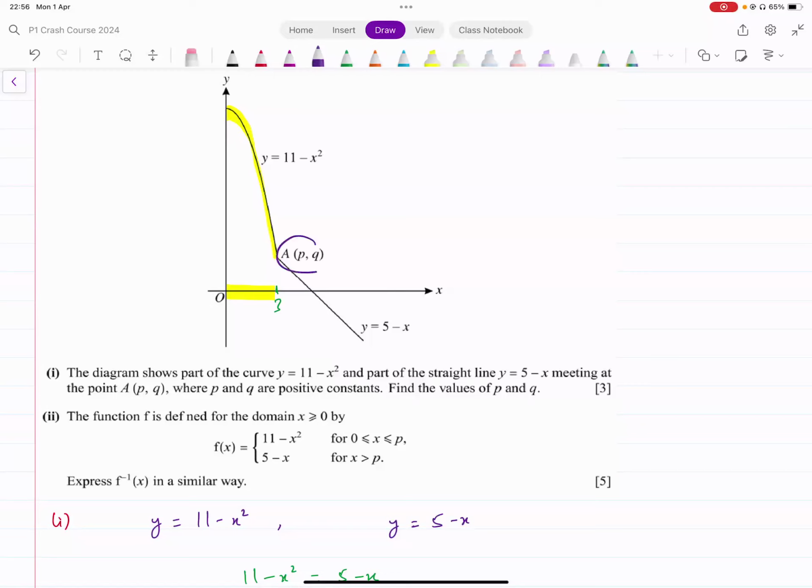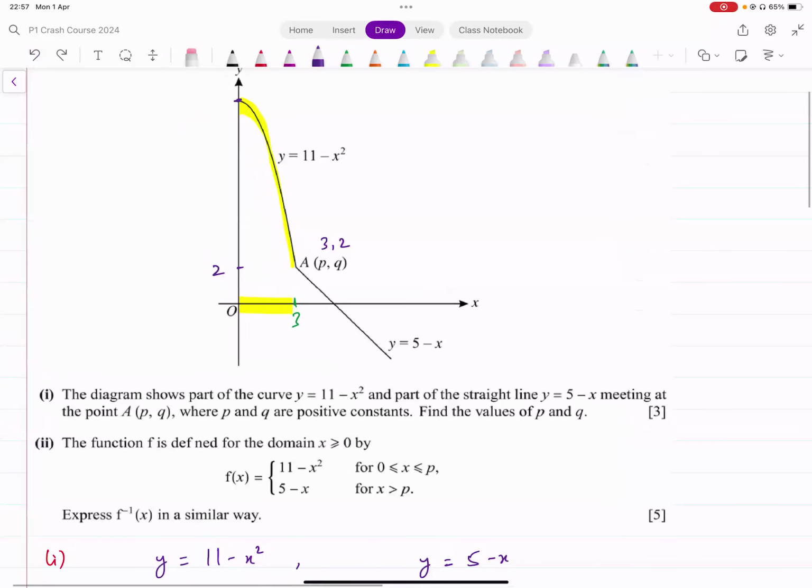You have already found this point A. This point has coordinates 3 and 2. So that means the y coordinate here is 2. What about the y coordinate here? What's the y-intercept of this curve? You can input x equal to 0. When you input x equal to 0, the y value turns out to be 11 in this case. So that means this point is 11.